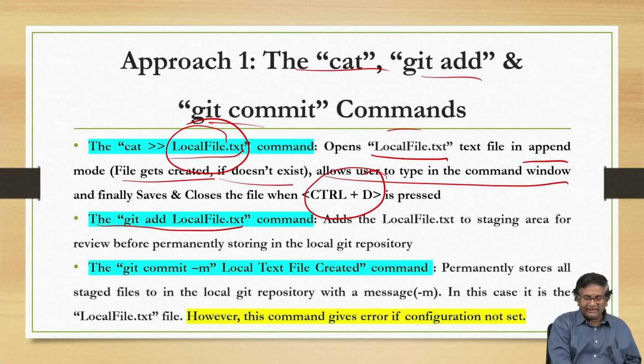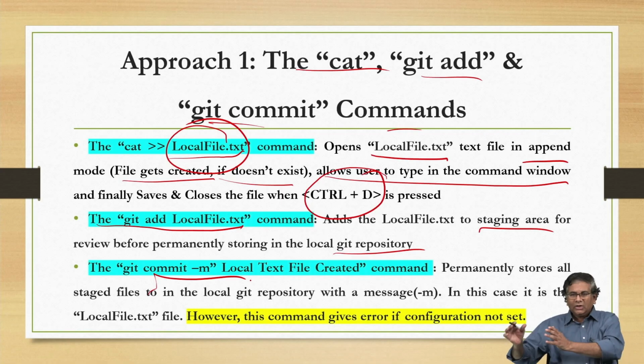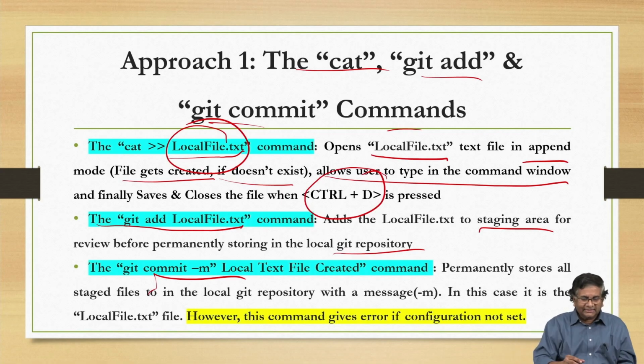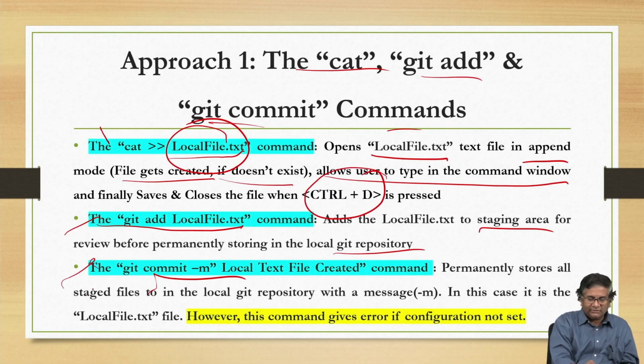Git add local file. This is already known, right? This will put the file into staging, basically the staging area. Then git commit command, it will actually put it into the local git repository. So basically you create a file, you put it into staging, then add it to the repository. Again, this is locally.